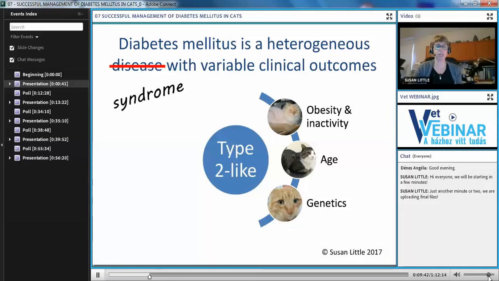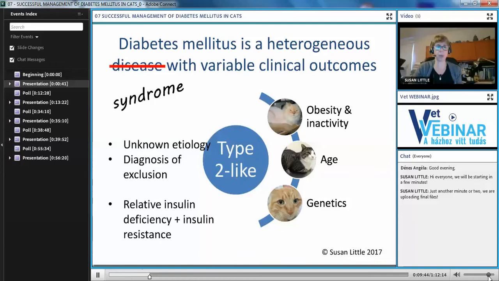So we don't really know unless there's been a predisposing drug or predisposing disease. In most cats, we can't really pinpoint a specific etiology. So it is a diagnosis of exclusion, and we're going to talk about the diagnostic workup. So whatever it is, it leads us to this pathway that gives us that relative insulin deficiency and that peripheral insulin resistance. So that's the most common type in cats, the type 2-like.